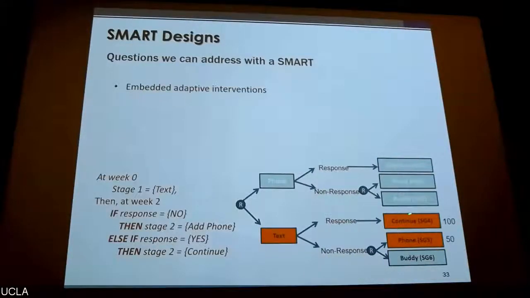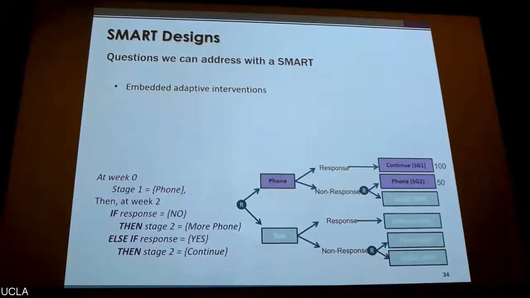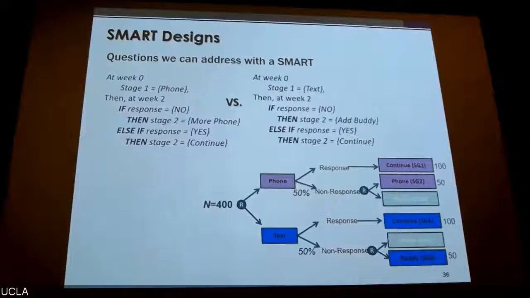Start with text messages, continue for responders, and augment with phone coaching for non-responders. The third is start with phone coaching, continue for responders, and augment with more phone coaching for non-responders. And the fourth, start with phone coaching, continue for responders, and add body training for non-responders. I'm very interested in this comparison. Can you tell me why? Why is this interesting? What's so special about the comparison of these 2 embedded adaptive interventions?